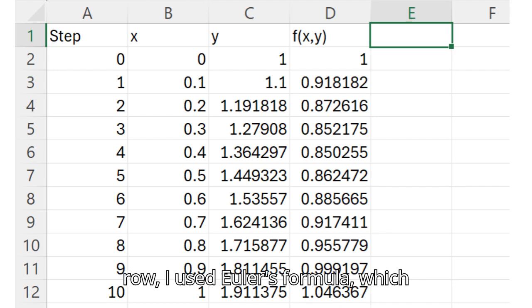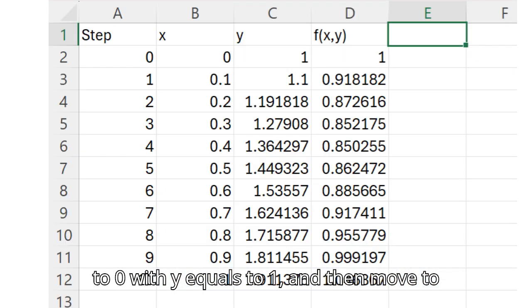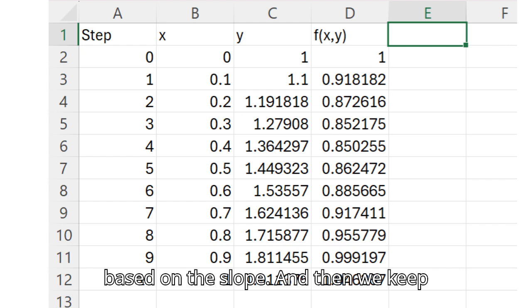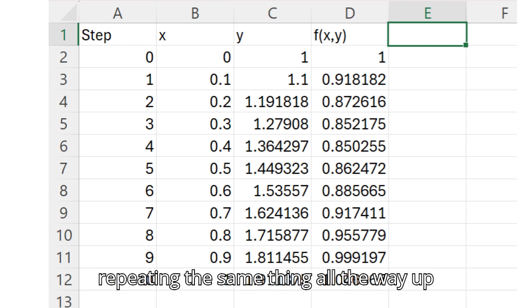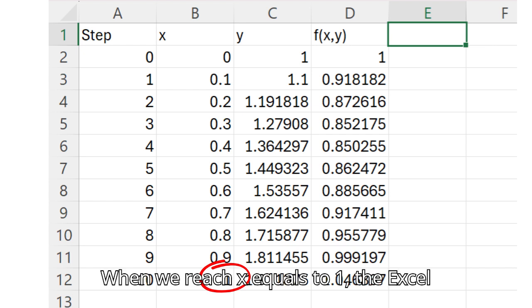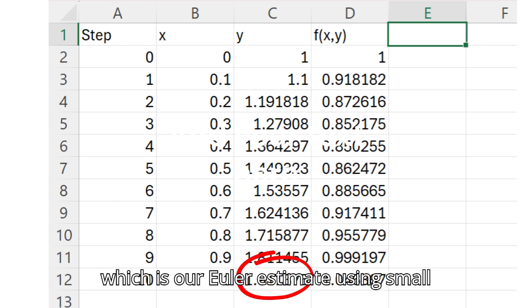Then for each row, I used Euler's formula, which is this. So we start at x equals 0 with y equals 1, and then move to x equals 0.1, and then find a new y based on the slope. And then we keep repeating the same thing all the way up to x equals 1. When we reach x equals 1, the Excel sheet gives us 1.911, which is our Euler estimate using small steps.